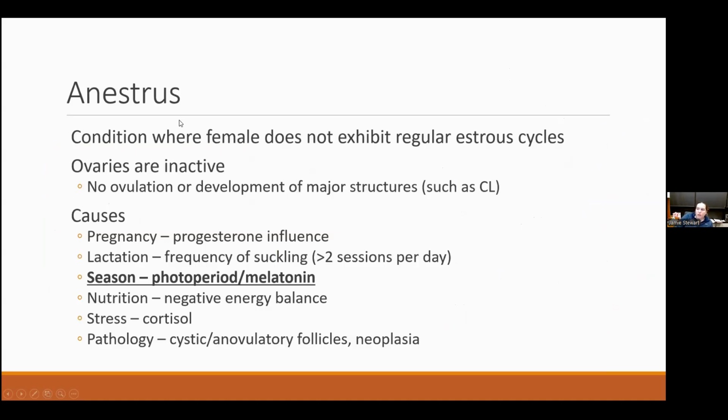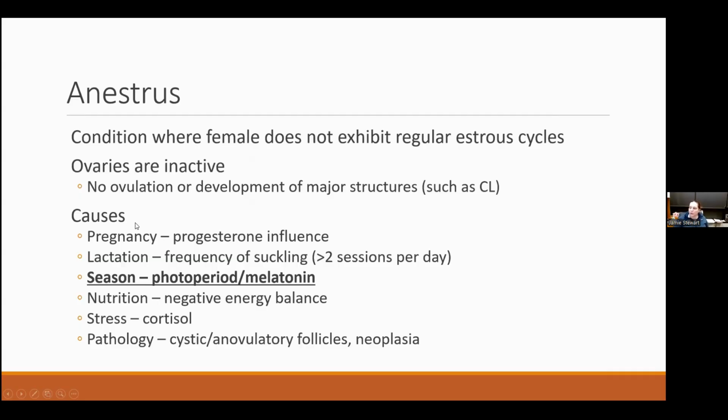And then we have anestrus. So this is just, again, being without estrus. And that's a condition where the female does not have any regular estrous cycles. The ovaries are inactive, so there's no ovulation, there's no development of major structures. So this corpus luteum is not developing. Again, you might have some really small follicles because they'll still have some follicular waves, but they're not going to grow and become dominant follicles.